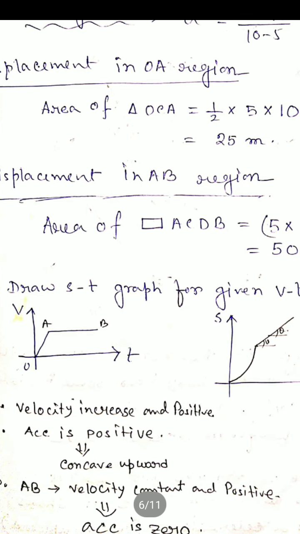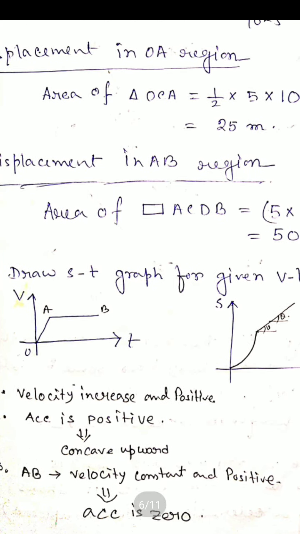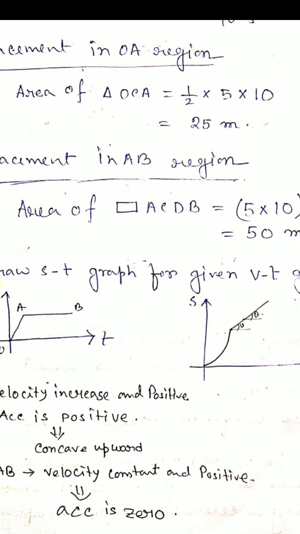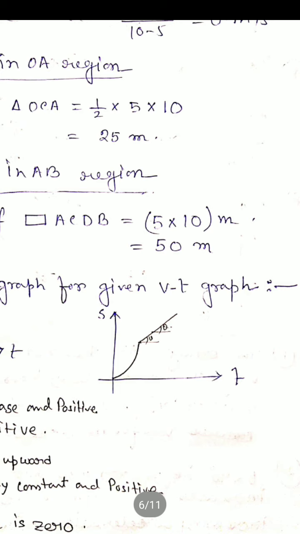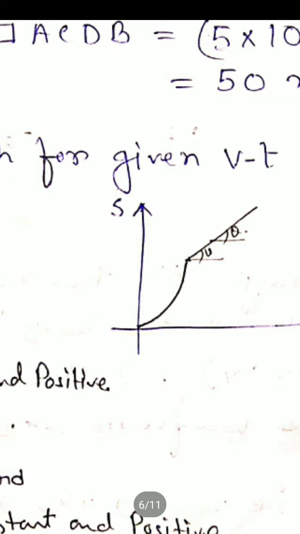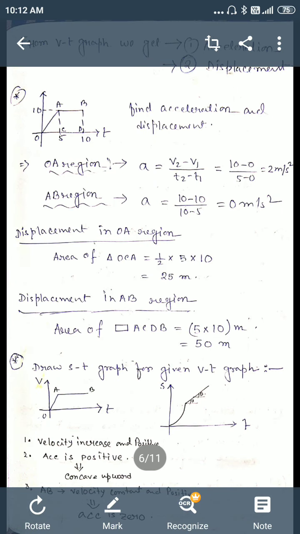Then in the AB region the slope is 0, velocity is constant but positive, so acceleration is 0. So on this side we can draw it like this. Here theta is constant, so velocity is also constant. If velocity is constant, acceleration is 0. Understand? Okay.